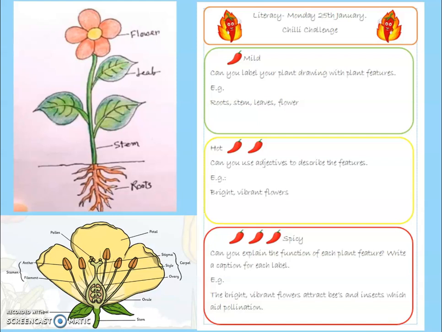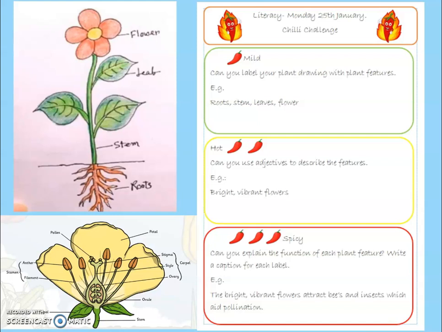And for the spicy challenge today, could you explain the function of each plant? So on your label you could write a caption. For example, the bright, vibrant flowers attract bees and insects which aid pollination. So tell me about what the function is. What is the job of each part? Use the rest of your literacy time to complete this activity.